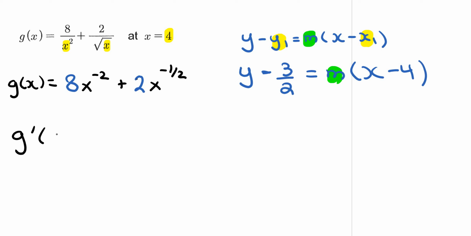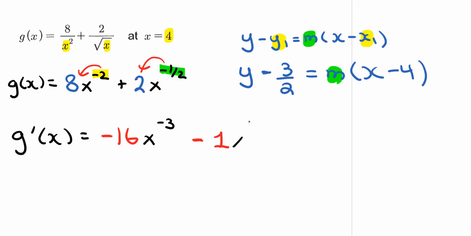So this will be g prime of x. All right, so using the power rule, we'll take this negative 2, and that gets soccer kicked to the front. So 8 times negative 2 is going to be negative 16. So negative 16 x to the minus 3 plus, actually not plus, but I have negative 1/2, and negative 1/2 times 2 is going to be negative 1. And that'll be x to the power of negative 3 over 2. Okay, this is looking okay.